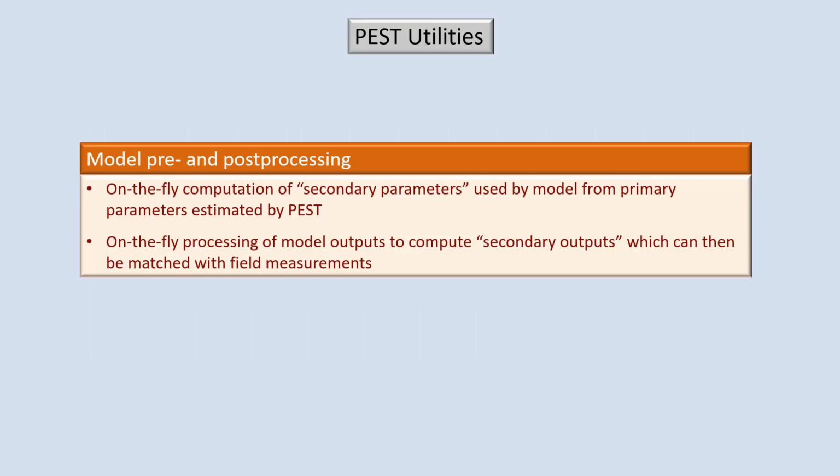Another role played by PEST utilities is to act as model pre- and post-processors. Hence, these utilities will comprise part of the batch or script file run by PEST as the model which PEST is calibrating. As a preprocessor, these utilities can transform parameters so that the parameters that PEST sees can be slightly different from those which the model sees. Other utilities can post-process model outputs, so before matching those outputs with field data.